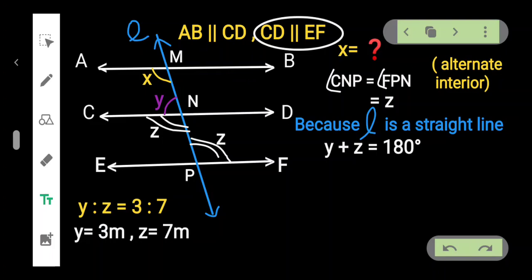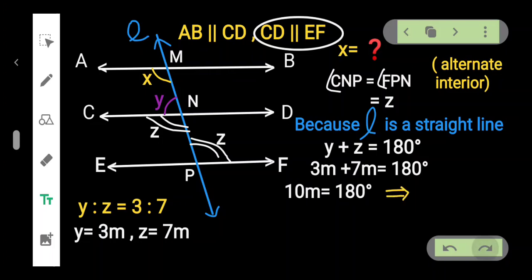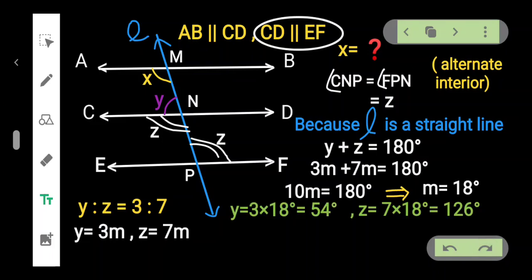Now substitute the values of Y and Z. We will get 3M plus 7M is equal to 180 degrees. Therefore 10M is equal to 180 degrees. We can find M must be equal to 18 degrees, dividing by 10 on both sides. Therefore Y must be 3 into 18, which is 54, and Z must be 7 into 18, which is 126 degrees.